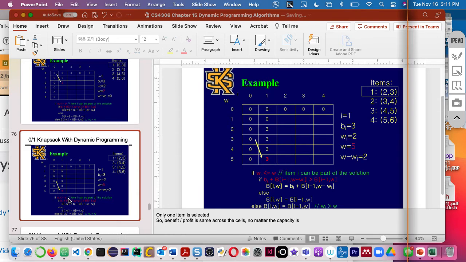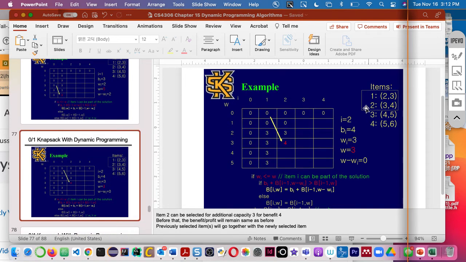Now whenever we are going to select item 2, we have to go with the previously selected item. Previously we already selected item 1, right? We have to go with that item. So let us go to item 2. Item 2's weight is 3, right? And the benefit is 4, right? So on the weight 3 cell, you put 4. This is weight 3 and this is benefit 4. So put 4 over here.